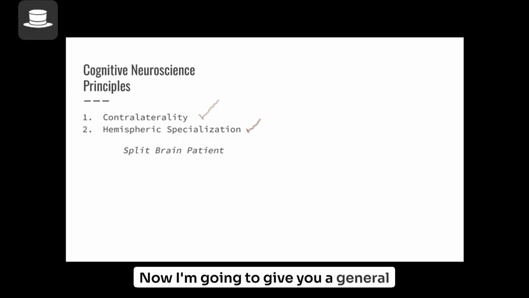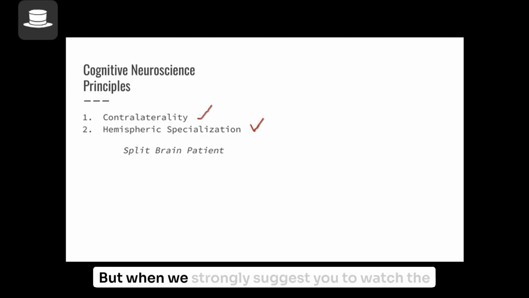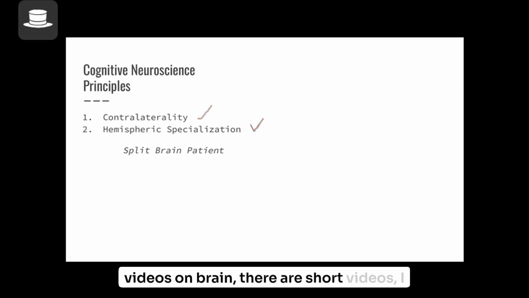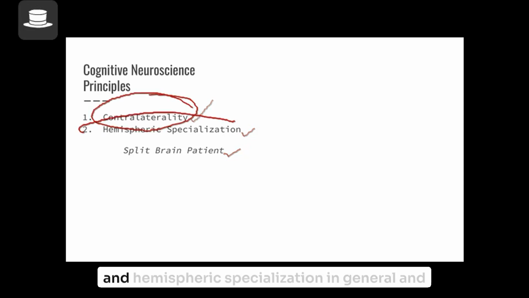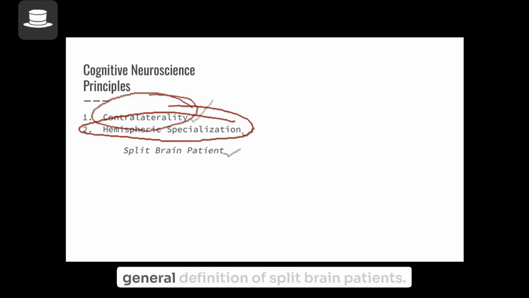Now, I'm going to give you a general description of these two principles here, but we strongly suggest you watch the videos on the brain. There are 4 or 5 short videos, like 3 or 4 minutes each, that describe the forebrain, midbrain, and hindbrain parts of the brain, and I talk more about contralaterality and hemispheric specialization in split brain. So I strongly suggest you watch those videos. Okay, in this video though, we'll talk about contralaterality in general, hemispheric specialization in general, and the general definition of a split brain patient.